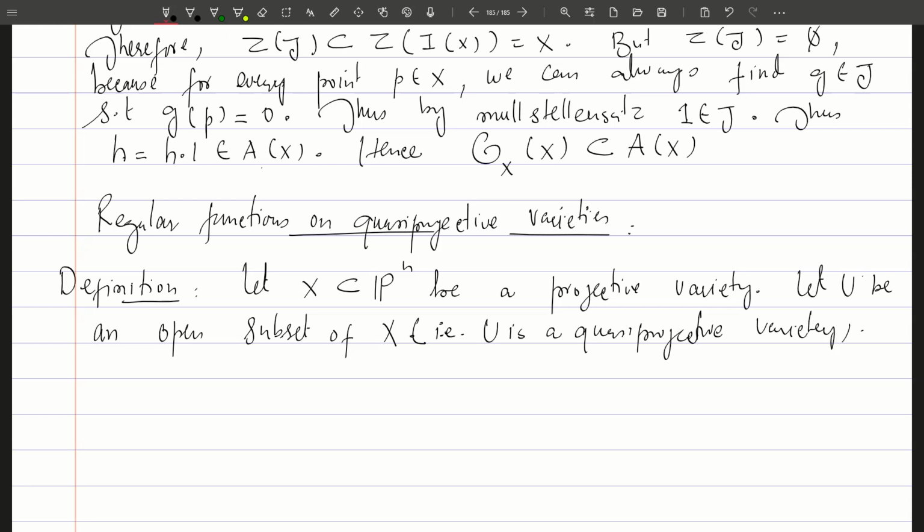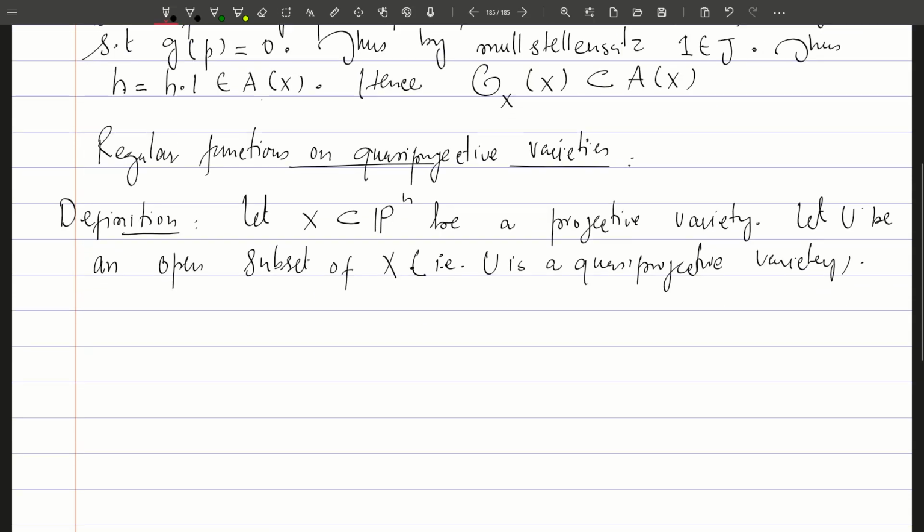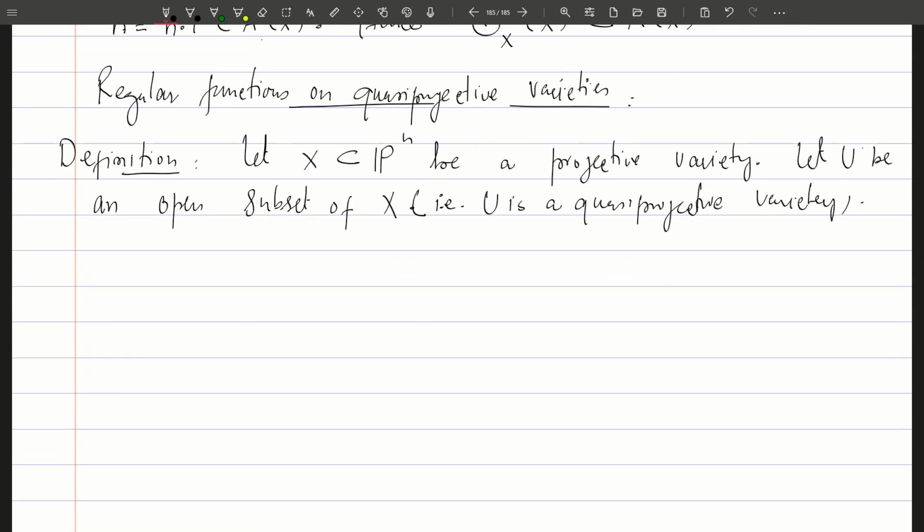Now we can define the ideal of X, but now we are in the projective case. We have to take the homogeneous ideal of X. So let Ix be the homogeneous ideal of X. Now X being irreducible, the homogeneous ideal of X is also a prime ideal, because we have proved this in one of the previous lectures.